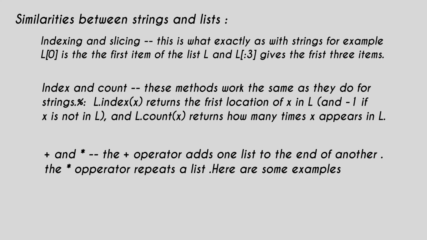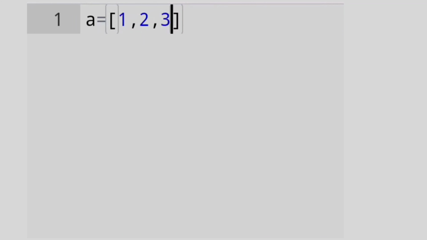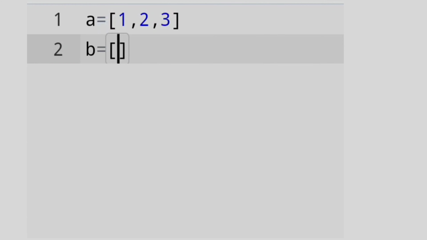And plus and multiplication: the plus operator adds one list to the end of another. The multiplication operator repeats a list. Here are some examples we see on the online GDB. A equal to [1, 2, 3] is taken in list form, and B equal to [4, 5, 6] is also taken in list form.